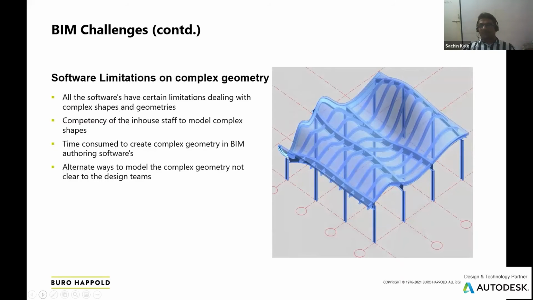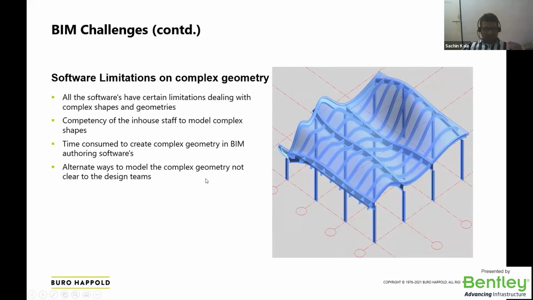The third part is the limitations of the BIM software when creating complex geometries. See, all BIM software comes with some limitations when it comes to complex geometries, and we should be aware of what those limitations are.